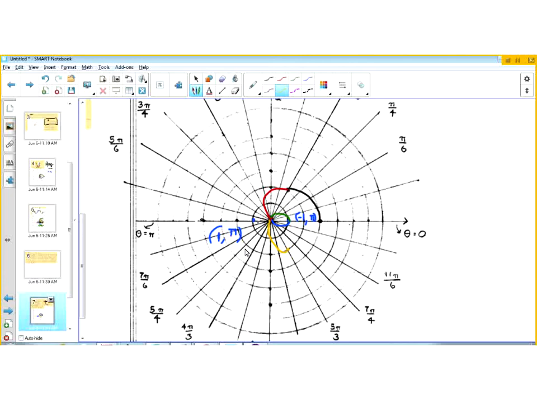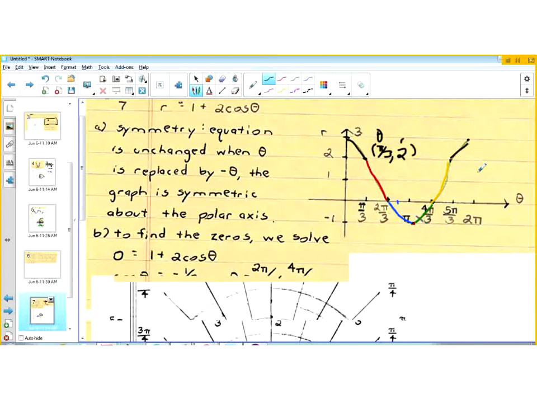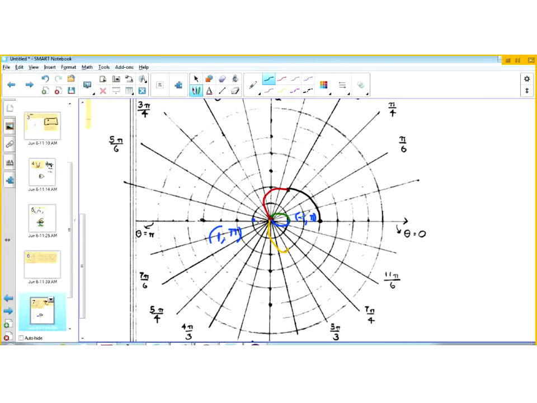Okay, now from 5 pi over 3 to 2 pi, we range from 2 to 3. So I'll go back to using black. So it'll be this piece. So we got to be at 3 at 2 pi. So 1, 2, 3. Here's 3, right? This is 3, 2 pi. So we connect the dots like so.